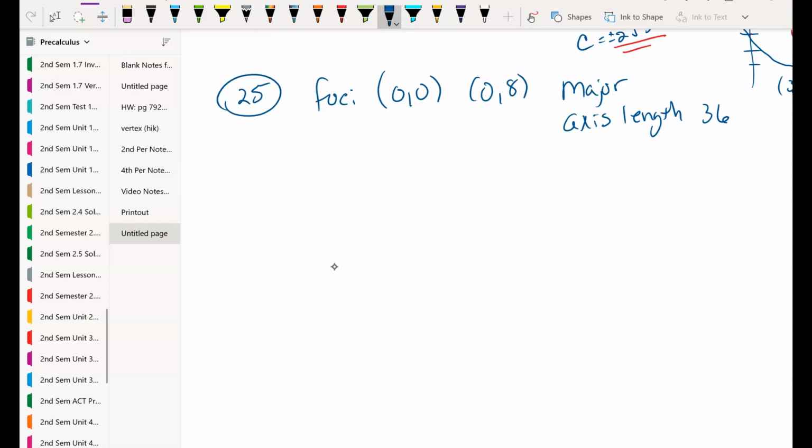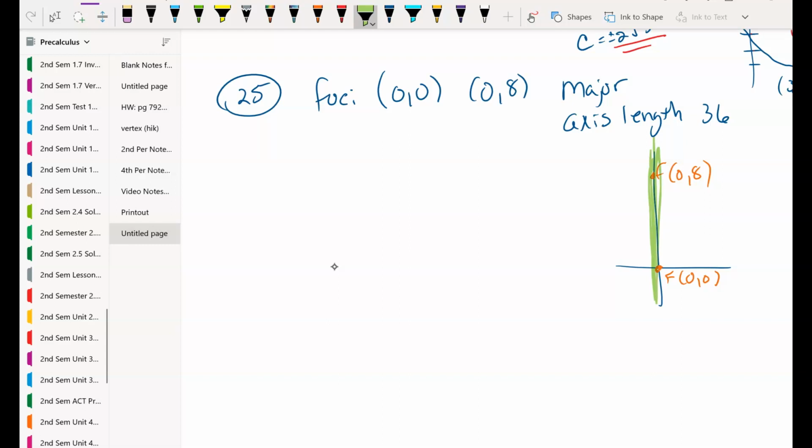So the key with this one is making sure that you actually graph. All right, so the foci, we're going to do them in orange, are going to be at 0, 0, and the other one is at 0, 8. Well, what that is telling us is that the major axis is going this direction, my friends, okay?